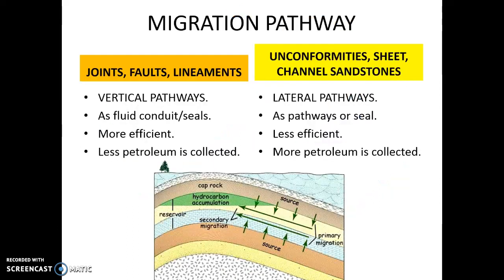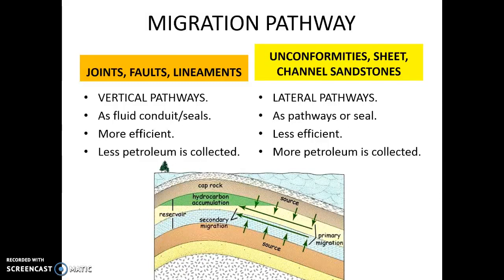Alright. Next, after the secondary migration, right, we also need the migration pathway as one of the elements in the petroleum system. Okay, so we divide it into the vertical pathway and the lateral pathway. Okay, the vertical pathway is more efficient, but less petroleum is collected, because although it offers a short distance of migration for petroleum from the carrier beds to the traps, right?